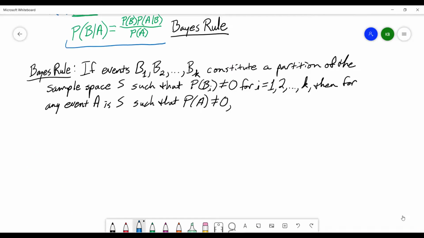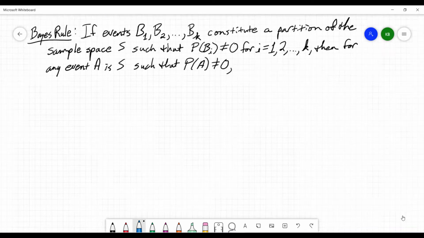But this two-event version doesn't actually fully give us Bayes' rule. What Bayes' rule says is if events B1, B2, up to Bk constitute a partition of the sample space S such that the probability of B sub i is not equal to 0 for all i between 1 and k, then for any event A in S, and everything up to here should look familiar. It should look like what we were using for our theorem of total probability. The only thing that we add for Bayes' rule is the idea that the probability of A can't equal 0.